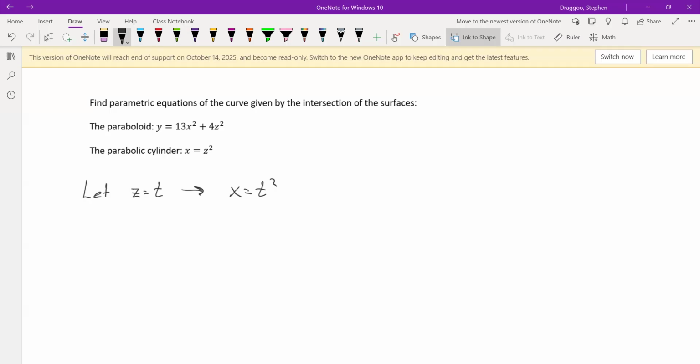And then that leaves us with y being equal to 13 times t to the fourth. T to the fourth. There we go. X squared squared, or t squared squared, plus 4t squared. And just like that, I have a really nice parameterization.